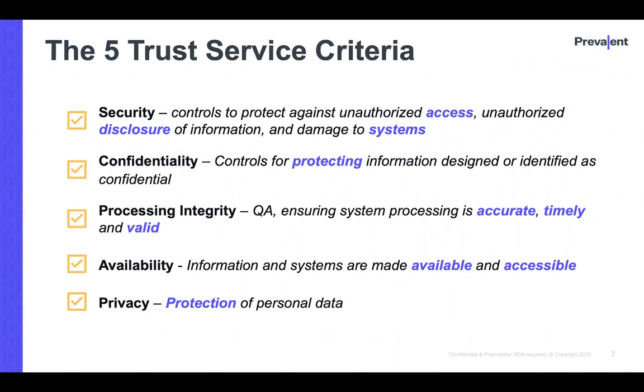From security, we're looking at controls to protect against unauthorized access, unauthorized disclosure of information, and damage to systems. So almost all SOC 2 reports will have security under their scope, although it is up to organizations to determine which control groups they want to cover, in discussion with the auditors and auditing body. More often than not, we find that security, being the largest control group, is also the one that's covered the most. So what type of controls are we looking at here? Protecting against unauthorized access, disclosure of information, and damage to systems.